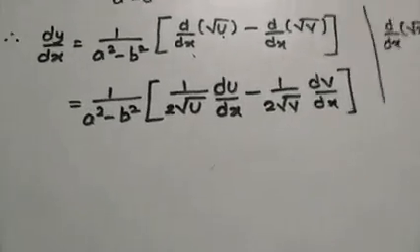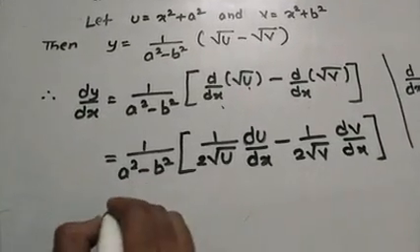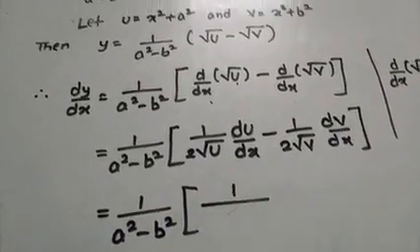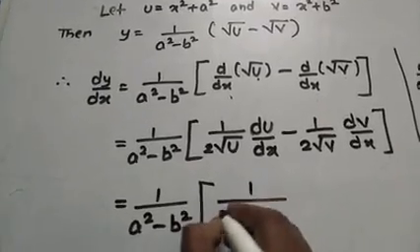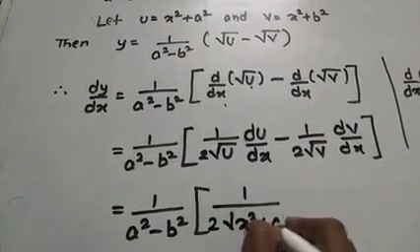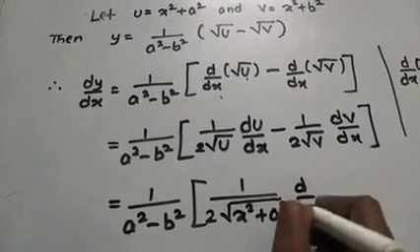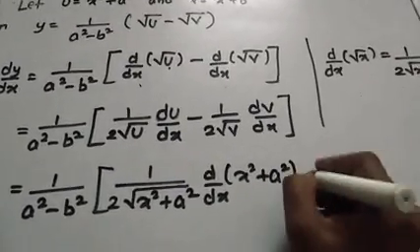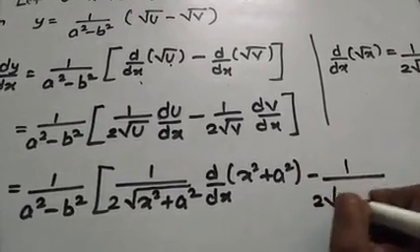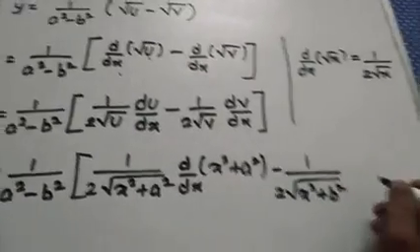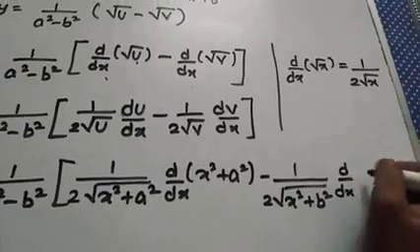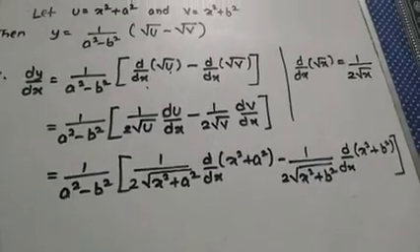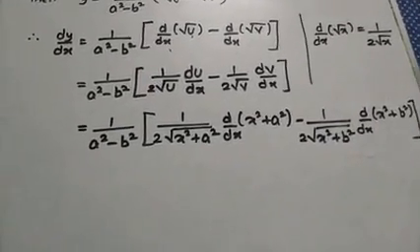Now just putting the value of u and v. u we have assumed, so 1 by 2 root over x square plus a square, and d/dx of u is d/dx of x square plus a square, minus 1 by 2 root over v, which is x square plus b square, and d/dx of v means d/dx of x square plus b square. Okay, just putting the value of u and v.